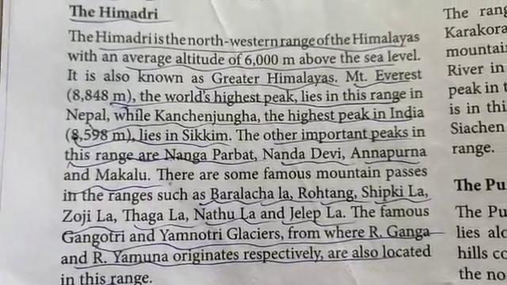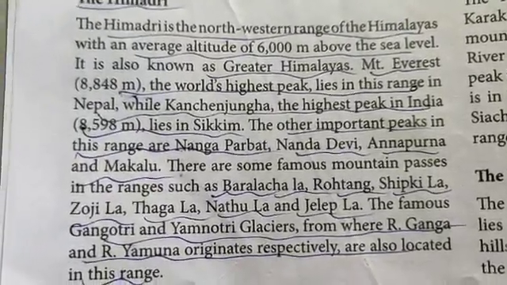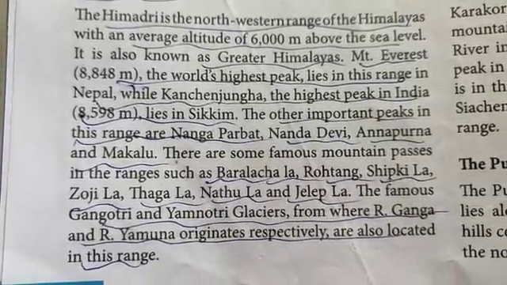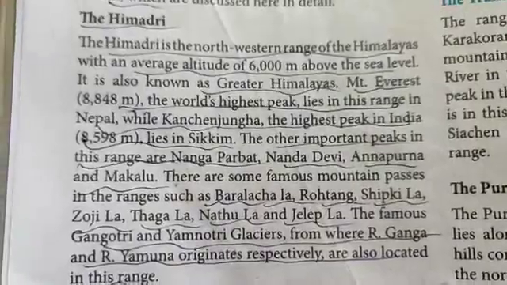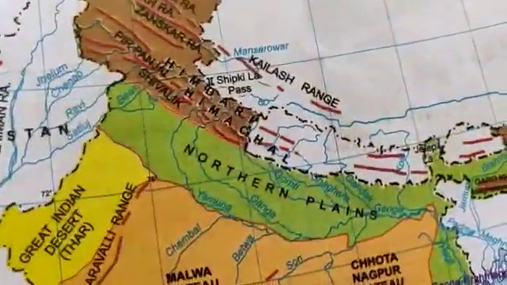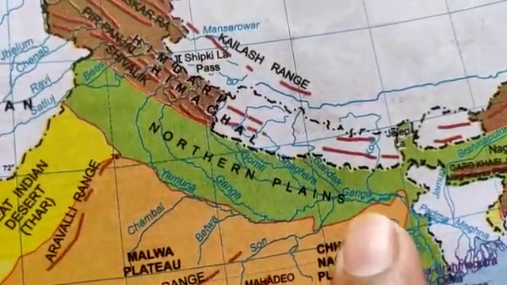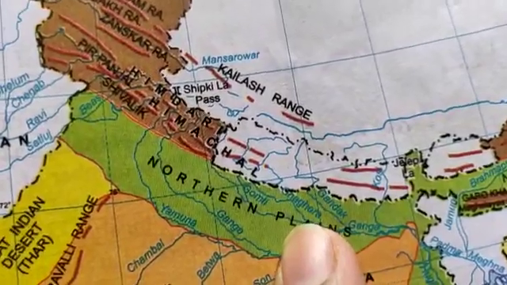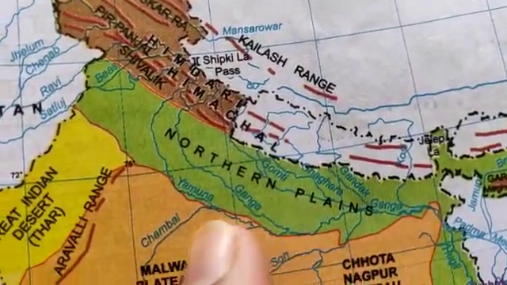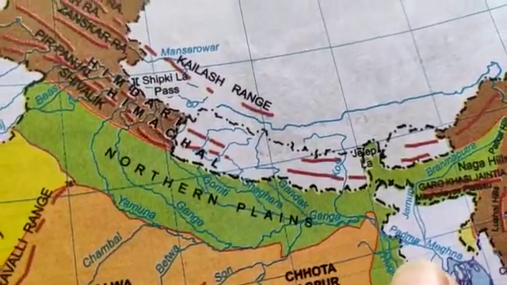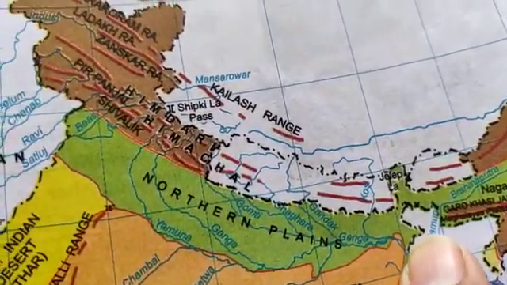La means pass. The famous Gangotri and Yamunotri glaciers, from where river Ganga and river Yamuna originate respectively, are also located in this range. Let us quickly go back to page number 73 and see whether they have shown the glaciers over there. No. You see the Gandak, Ghagra, Gomti, Ganga, Yamuna, Chambal, Betwa, all these rivers marked clearly over here. Padma, Meghna and Jammu.